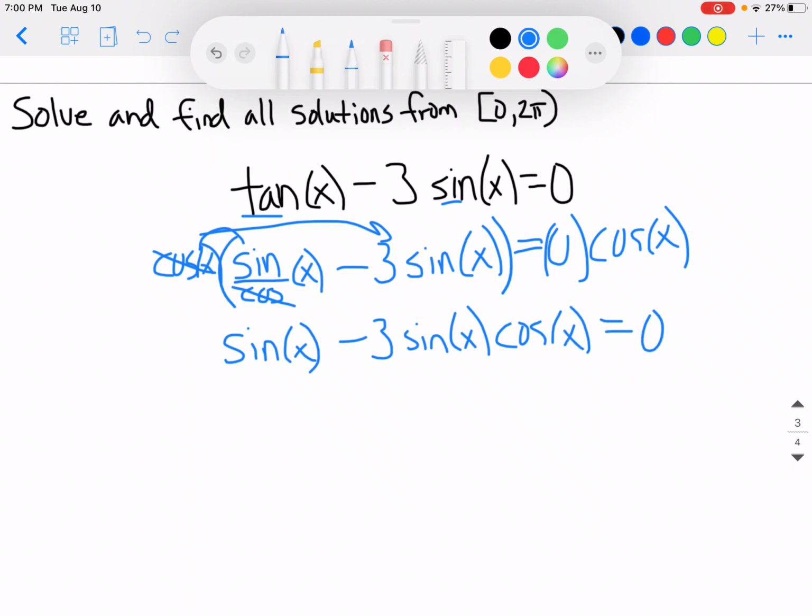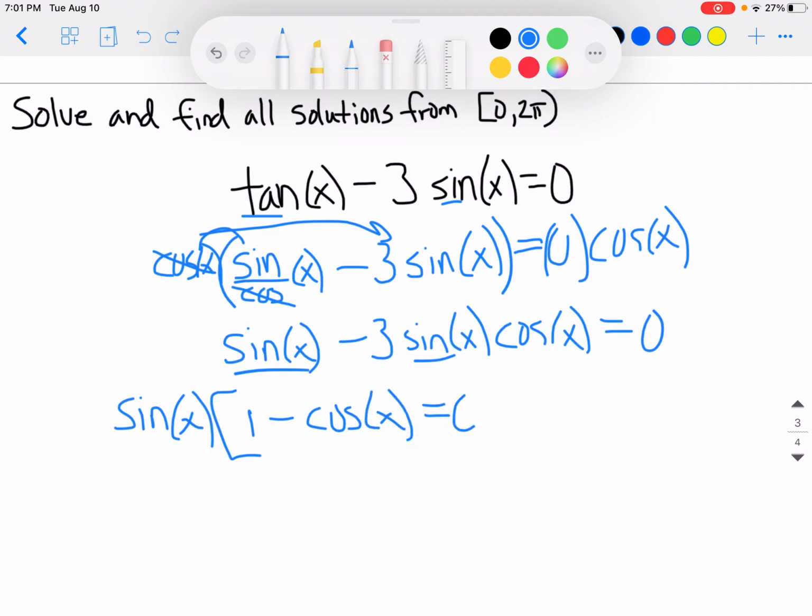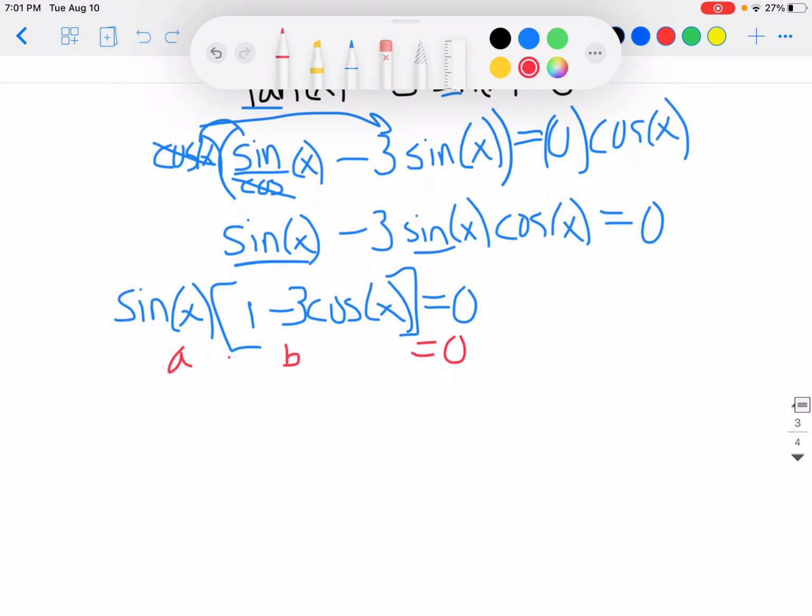Now we no longer have any fractions. That's great. And what I'm seeing is a common factor of sine. So I can factor out a sine. Sine of x times the quantity 1 minus 3 cosine of x is equal to 0. There should be a 3 there. There we go, 3. All right, put a little bracket. Cool. Now we have an a times b is equal to 0, and that only works if a is 0 or b is 0. So sine of x equals 0, or we have 1 minus 3 cosine of x is equal to 0.